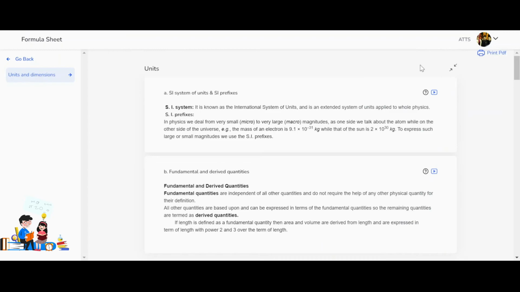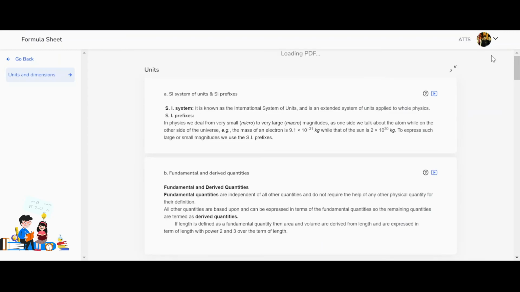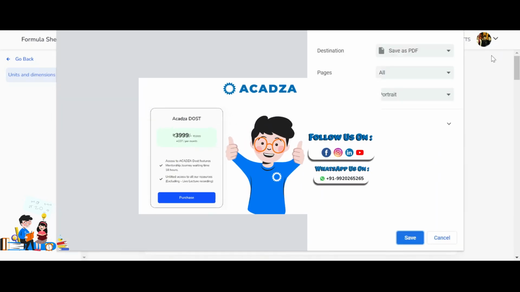Also, you can print this formula sheet. Isn't it great?